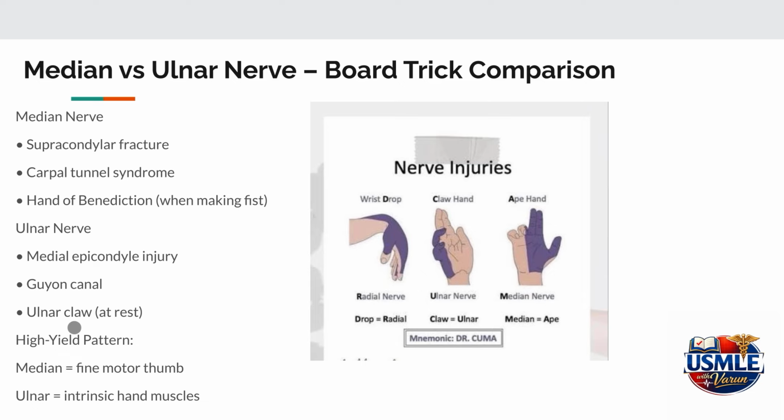A helpful distinction is that the median nerve is responsible for precision movements. These are fine motor movements, like what you need to do with your hand. So the median nerve is responsible for those kinds of precision movements, while the ulnar nerve is responsible for grip strength.